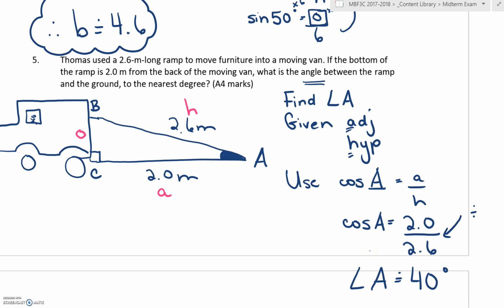Okay. So here we can't just put a concluding sentence with angle A equals 40 degrees. We have to answer the question. So therefore, with the concluding sentence, the angle is approximately 40 degrees. There you go. There's your concluding sentence, and that's where you get your 4 marks.